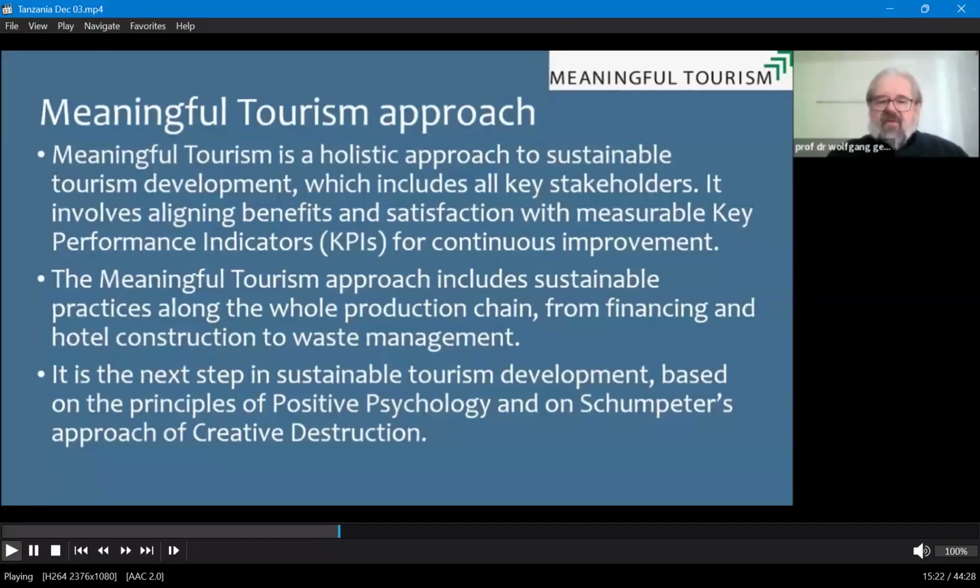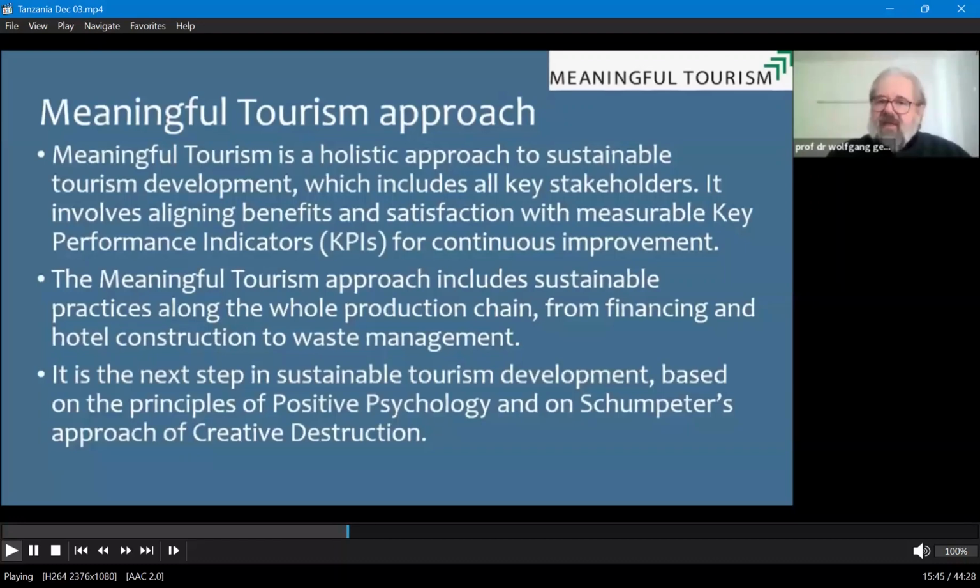And also meaningful control is not just looking at the time when people are traveling. So we have something called meaningful travel, which is concentrating on the experiences of the travelers, because actually tourism is a whole production chain. So from financing, from hotel construction to waste management. In all these steps, we need to have a clear point of what are the interests of all stakeholders.